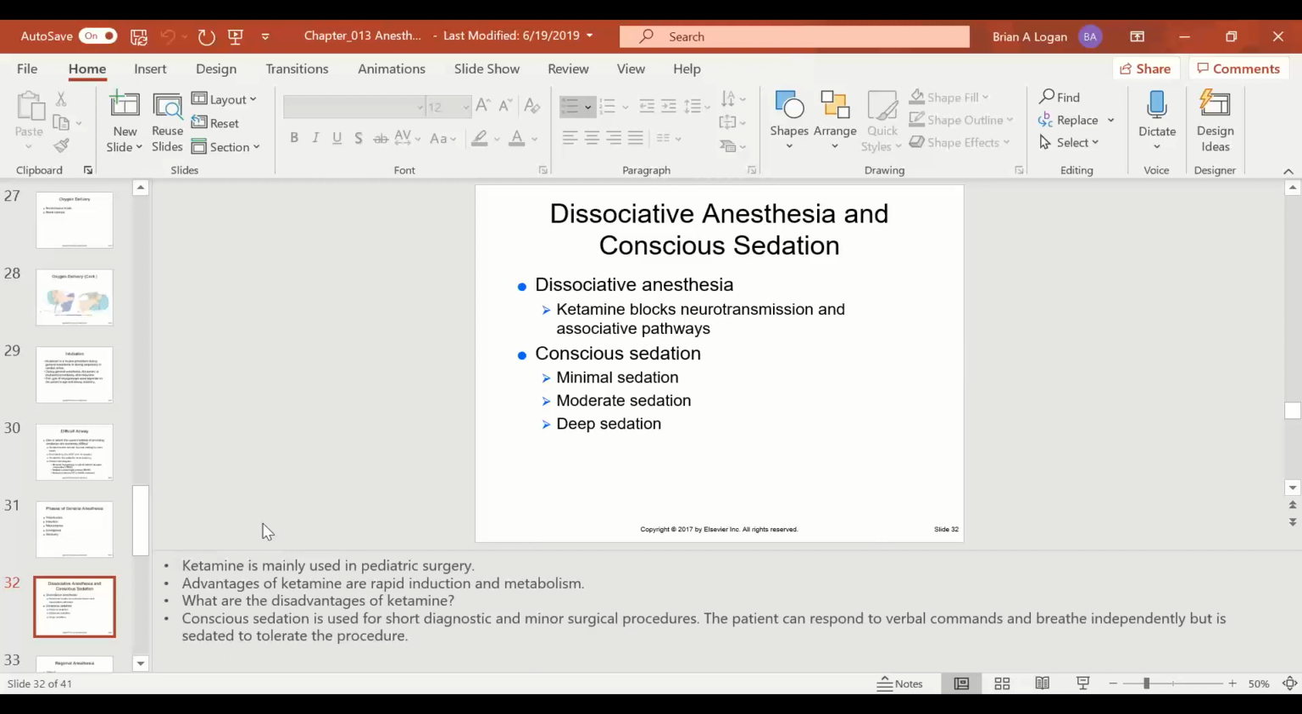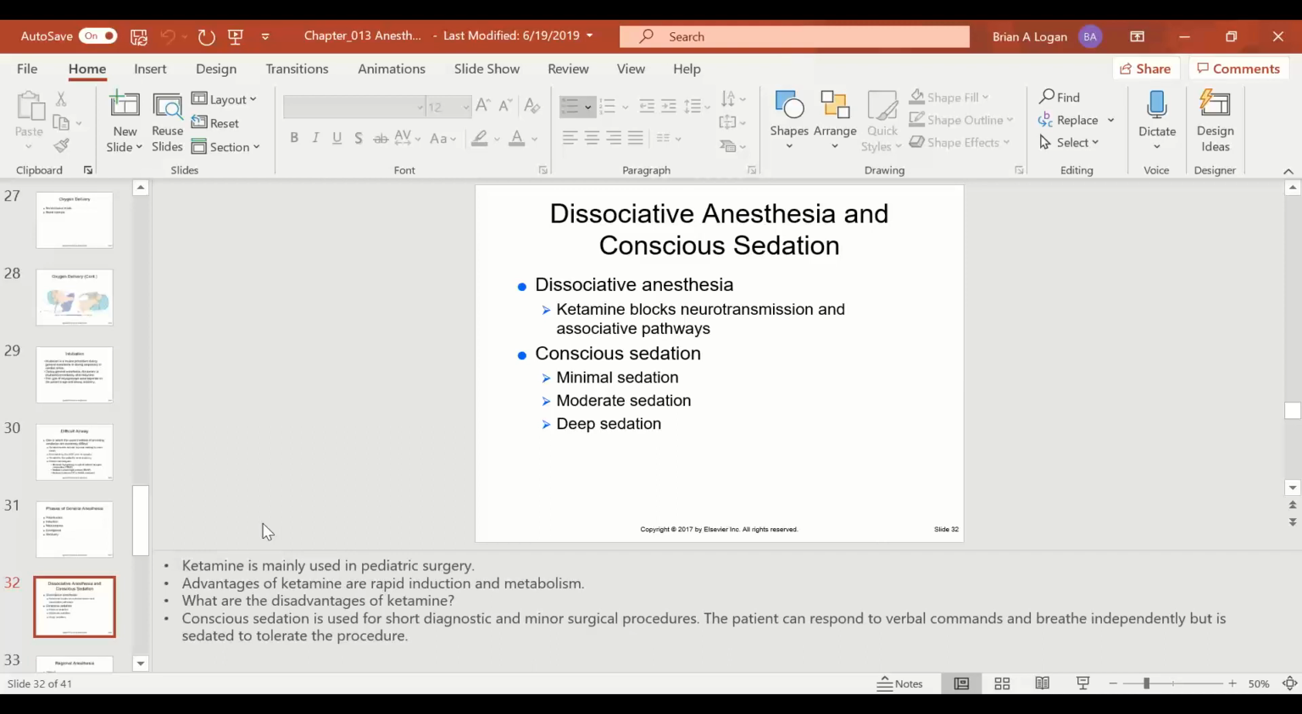Then conscious sedation, there's three levels to it. You can give them minimal sedation, where you usually have another kind of anesthesia going on, like a local anesthesia. You're doing a procedure that's not going to take very long, maybe like a carpal tunnel, or taking a nodule or something small off a hand, and it's not anywhere near the main trunk of the body.